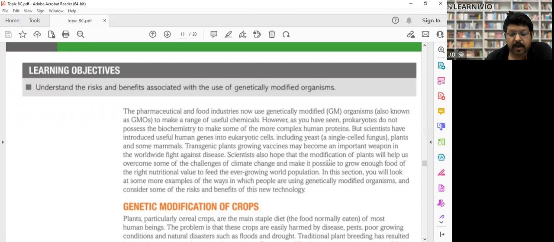Scientists also hope that the modification of plants will help us to overcome the challenges of climate change and make it possible to grow enough food of the right nutritional value to feed the overgrowing world population. That's what we discussed right now. In this section, you will look at some more examples of the ways in which people are using genetically modified organisms, and consider some of the risks and benefits of the new technology.